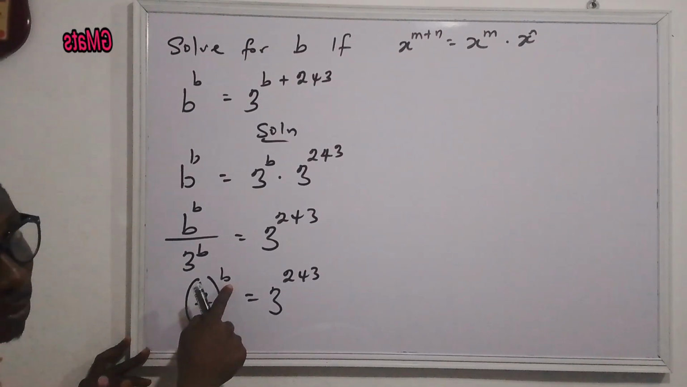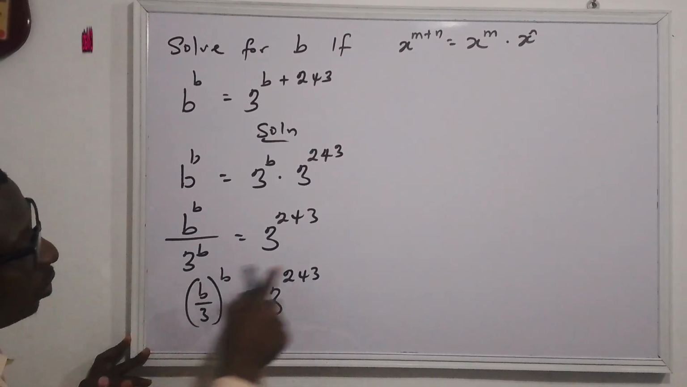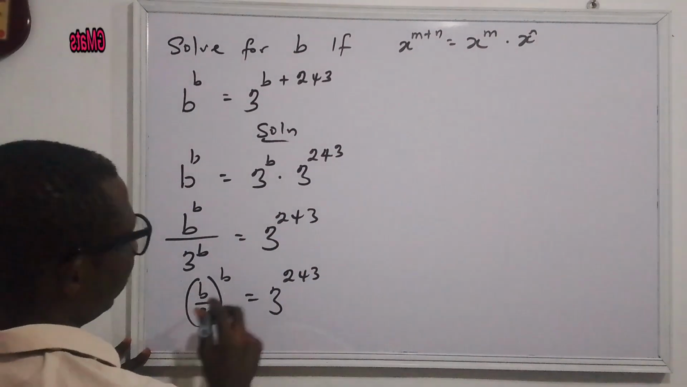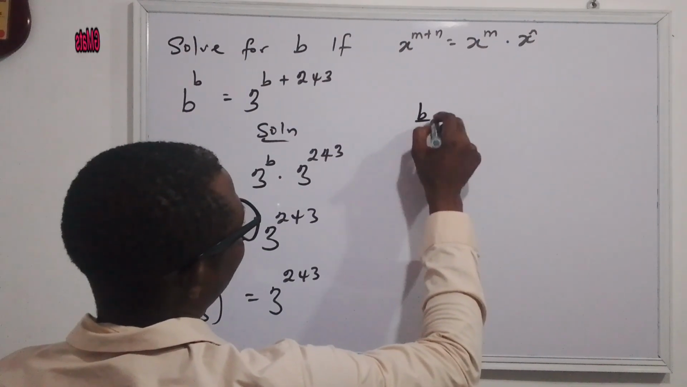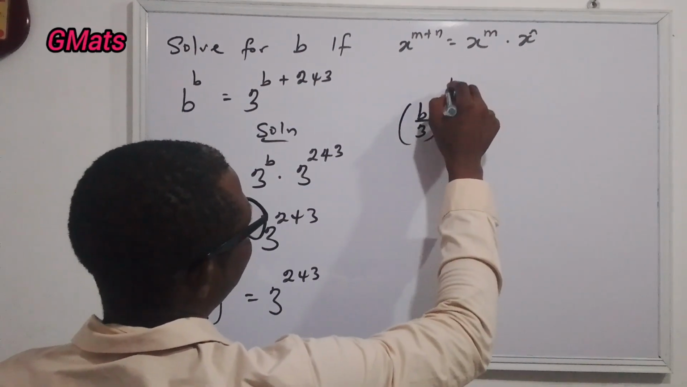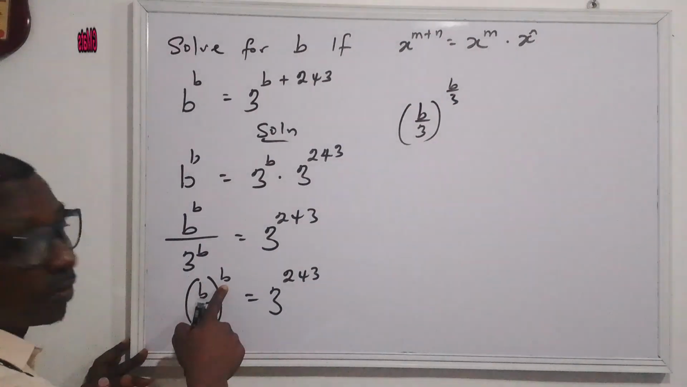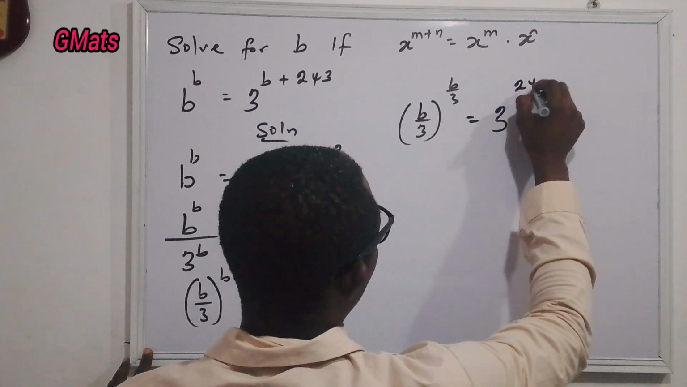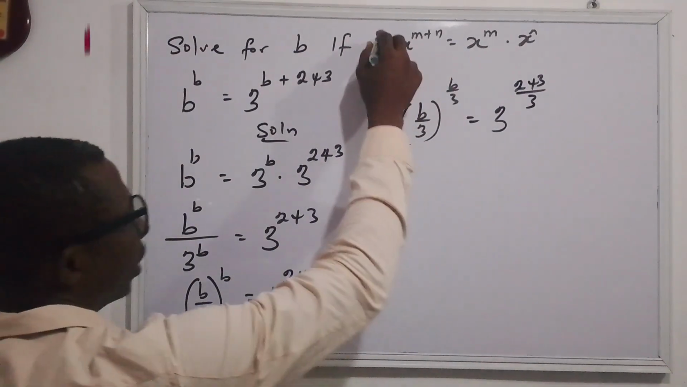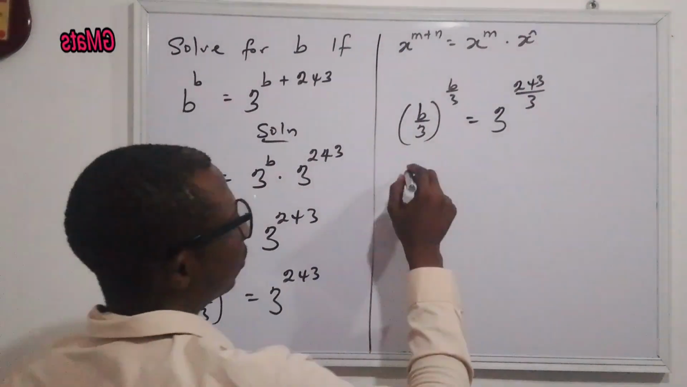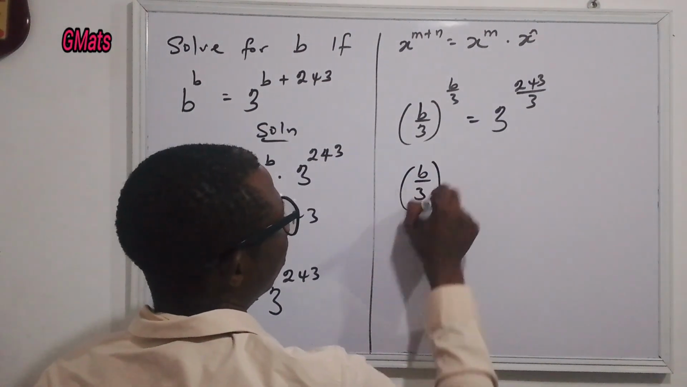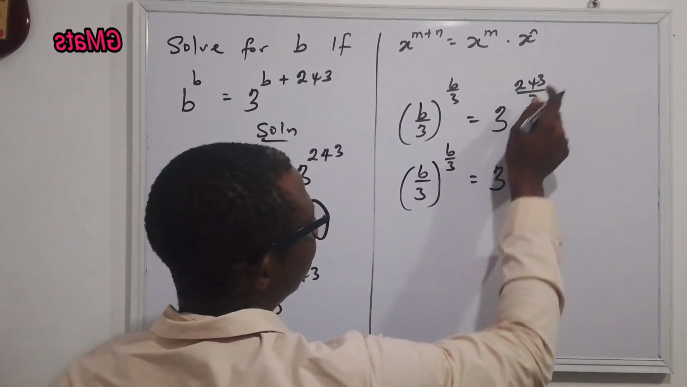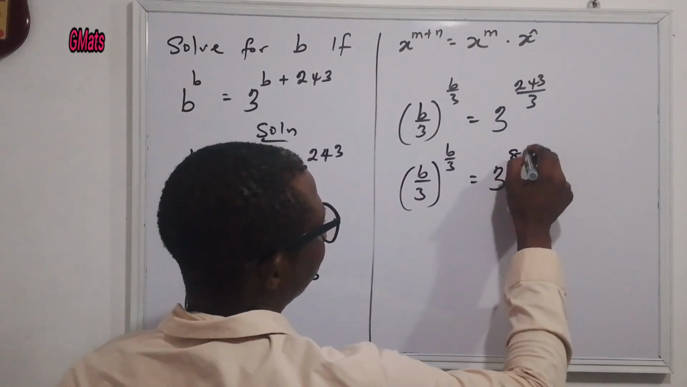Okay, so I want to express this power such that it's going to look like the base here. So what will I do to the power? I have to multiply both powers by 1 over 3. So now this turns to b over 3 raised to the power of b over 3, equals 3 raised to the power of 243 over 3. So we have b over 3 raised to the power of b over 3 equals 3 raised to the power of, now 3 goes here, we have 81.